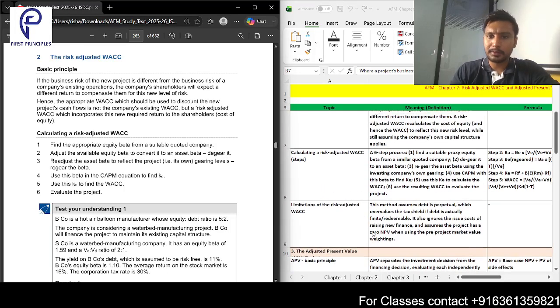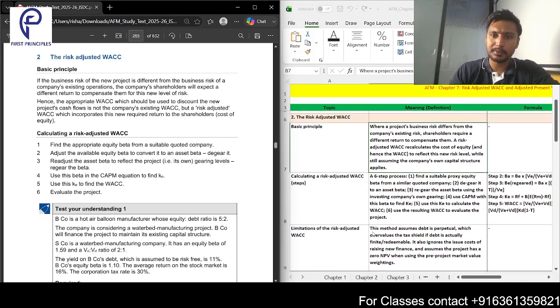There are certain processes of calculating the risk adjusted WACC. It's mainly related to the business risk, right? When do we use it? If the business risk of the new project is different from the existing operation, the company shareholders will expect a different return when the business risk is not the same. Hence, the appropriate WACC that should be used to discount the new project's cash flow is not the company's WACC but a risk adjusted WACC.